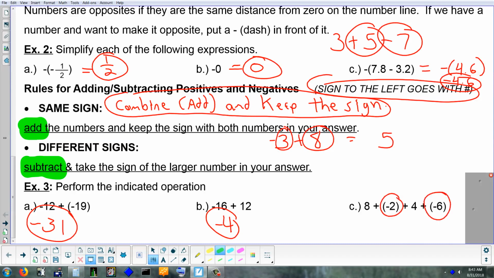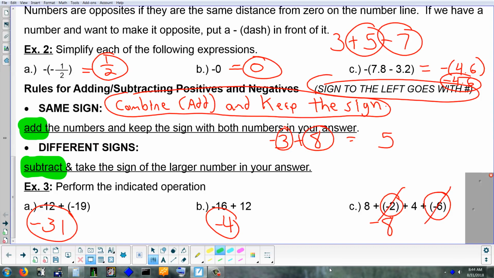You combine them. And what sign am I going to take? The negative, right? Same sign. Keep the sign. Add the numbers. Keep the sign. What do I get when I do that? Negative 8. Negative 8. I've already done that, so it's gone. I like to cross them all off so I don't get lost. All right. So I got negative 8 when I did the two negatives, right?